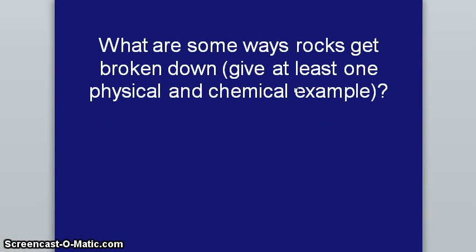When we look at the final Jeopardy question, what are some ways that rocks get broken down? Give at least one physical and chemical example. So with physical weathering, we can look at frost wedging, which is probably one of the more common ways that rocks get broken apart. With physical weathering, they're going to break apart and remain the same chemical type of rock. It's just going to be broken down into smaller pieces, but it's going to be chemically the exact same as it was when it started.